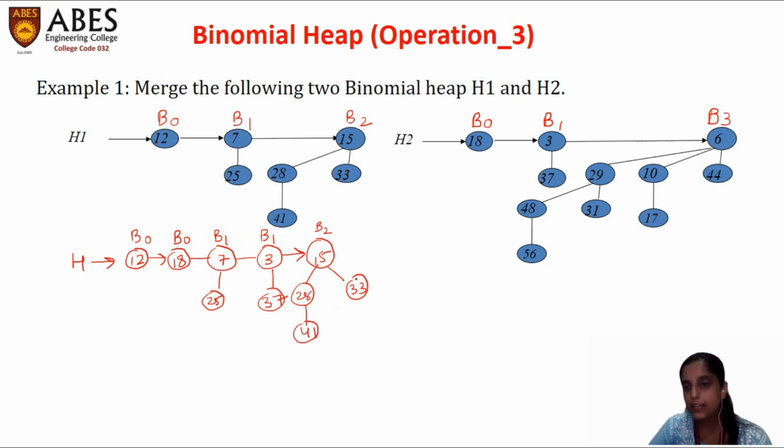Is there any other binomial tree of order B2? No, there is not. So we'll search for B3. There is no binomial tree of order B3 in the first heap, but here we have one binomial tree of order B3, so we'll connect it here. Here we have 6, here we have 29, we will have 10 here, and we'll have 44 here.